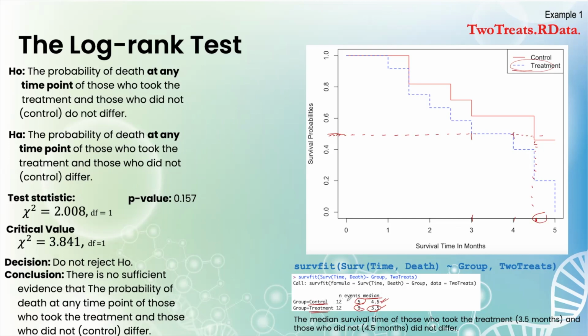But again, there's no sufficient evidence that the survival of the two groups differ. So in other words, these median survival times do not differ as well. So there's no sufficient evidence, again, that the probability of death at any point in time of those who took the treatment and those who did not differ.